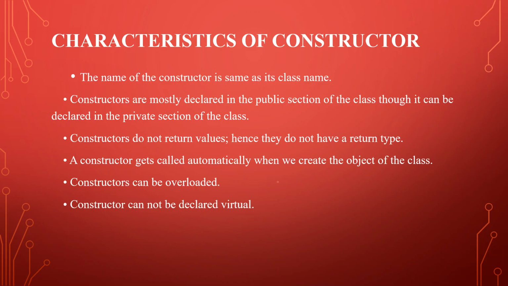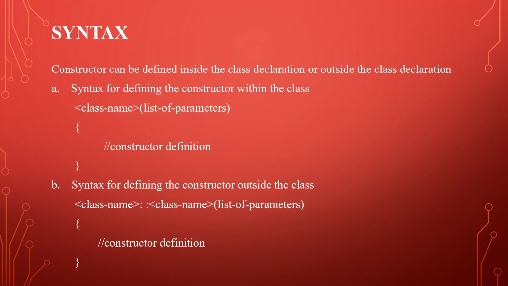Next, what are the characteristics of constructor? As I told you, the constructor should have the same name as the class name. Constructor should be in the public section. It is very much important. The access specifier inside the class should be public. In that only we can define the constructor. Third, constructor doesn't have any return type, so we don't want to specify any return type in the member function. Fourth, it will automatically be called when the object has been created. Fifth, it can be overloaded. Constructor can be overloaded, but it cannot be virtual. A virtual function cannot be a constructor. So these are the characteristics of constructor.